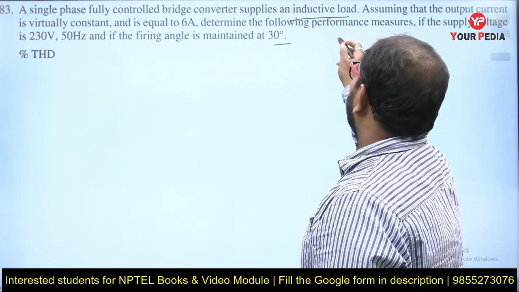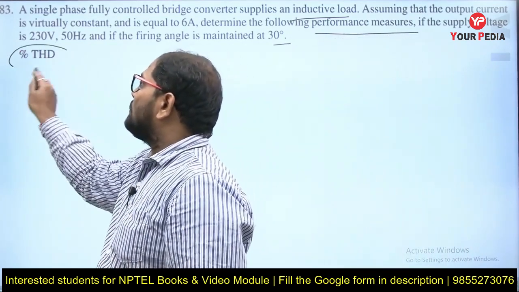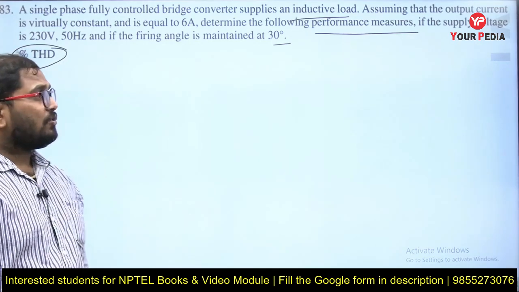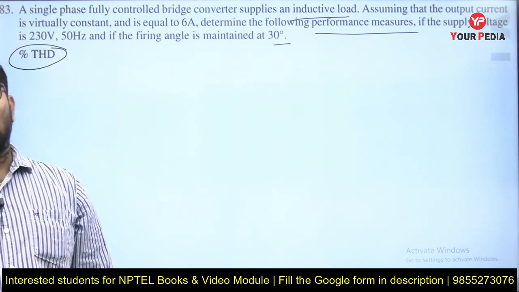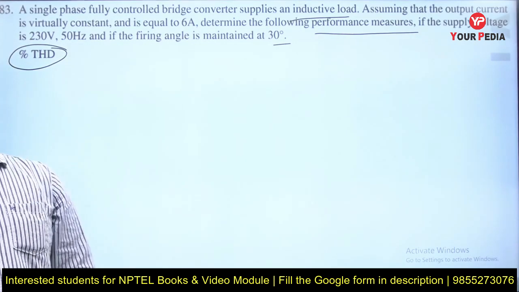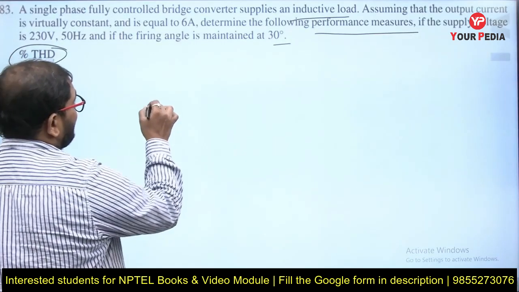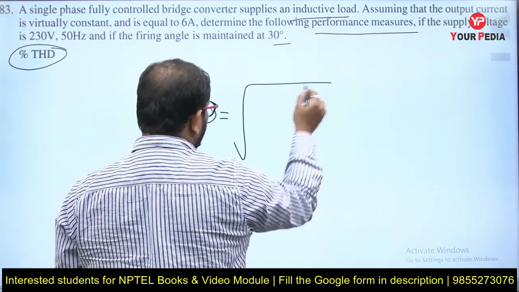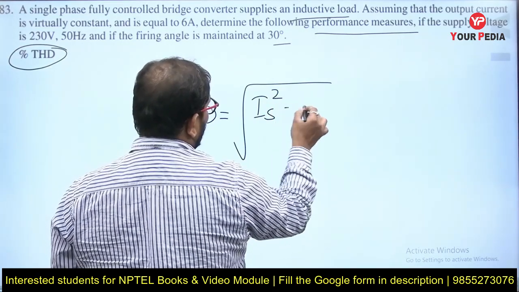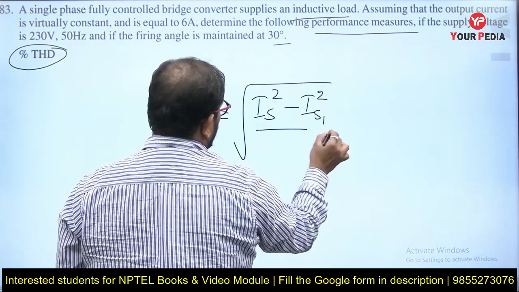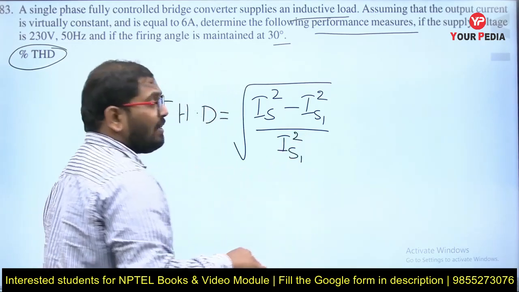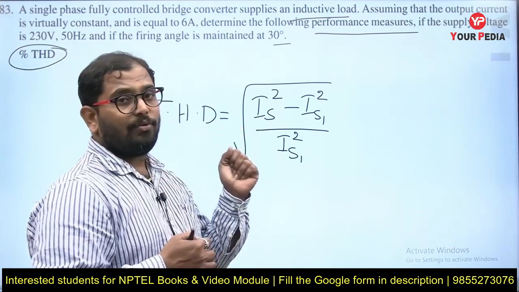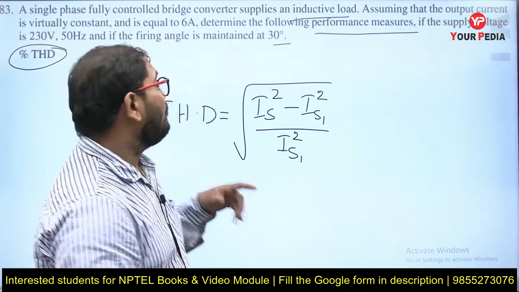He is asking us to calculate the performance parameter, percentage THD. What is the meaning of percentage THD? It is total harmonic distortion. In some textbooks this is also given as the distortion factor. It is the square root of the source current RMS squared value minus the fundamental source current RMS squared, divided by the fundamental RMS squared value. So first we need to calculate the source current RMS value, then the fundamental source current RMS value, to answer this question.